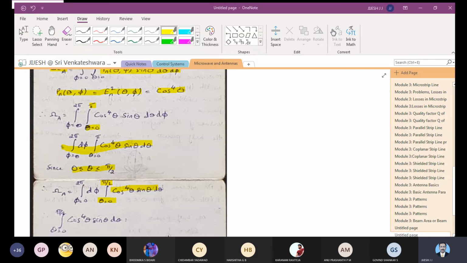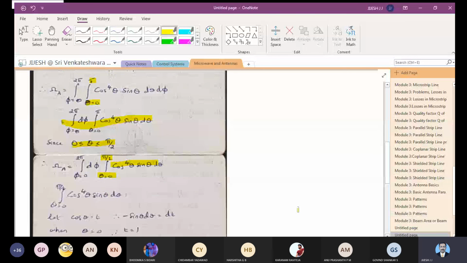Has anyone of you got the answer for that? So it's time for us to wind up. You have to take cos theta is equal to t. You'll get minus sin theta d theta is equal to dt. All of you should work out your integration part. I'm not getting much response from your side with respect to integration. You need to work it out.